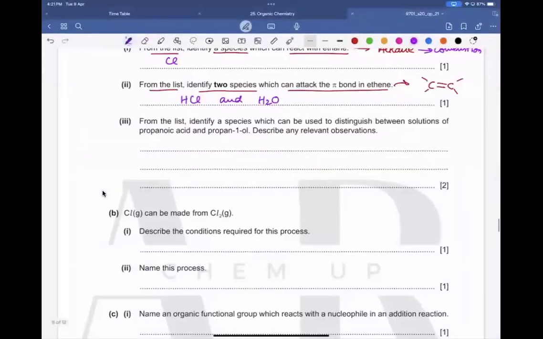So HCl and water would react. Now, from the list, identify species which can be used to distinguish between the solutions of propanoic acid and propanol. Describe any relevant observation. Propanoic acid is a carboxylic acid and propanol is an alcohol. So a reagent out of these which we can add is used to distinguish between the propanoic acid and the propanol, the carboxylic acid and the alcohol.